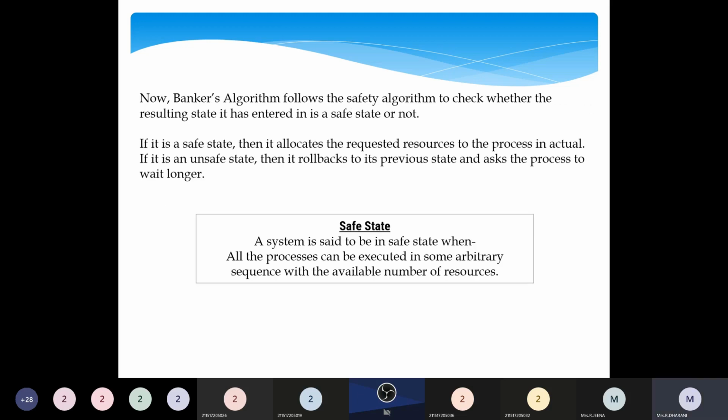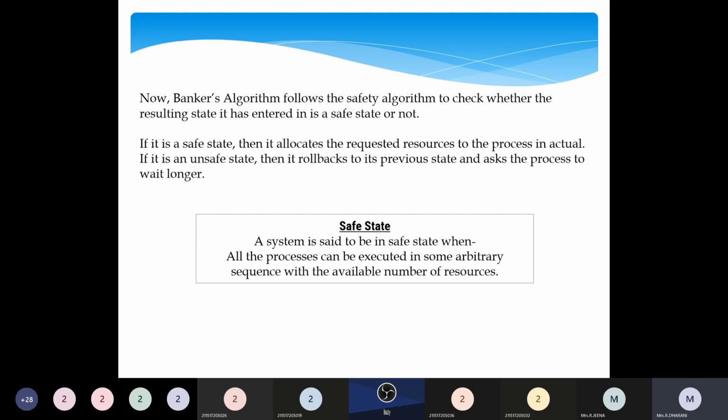Now Banker's algorithm follows the safety algorithm to check whether the resulting state it has entered is a safe state or not. So how to check whether the state is safe or not? If it is a safe state, then it allocates the requested resources to the process actually. If it is an unsafe state, then it rolls back to its previous state and asks the process to wait longer.